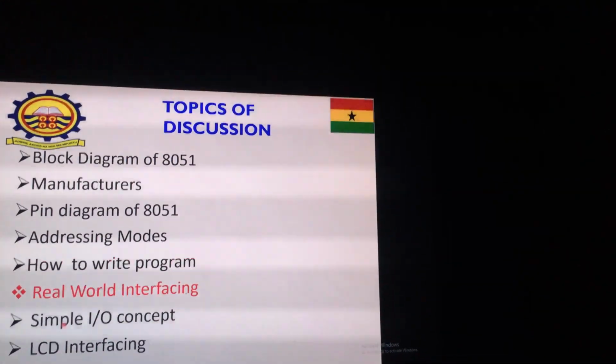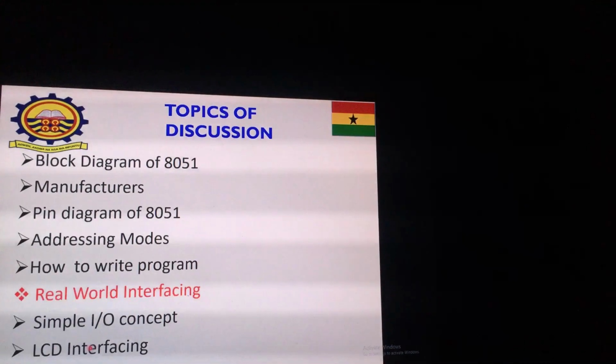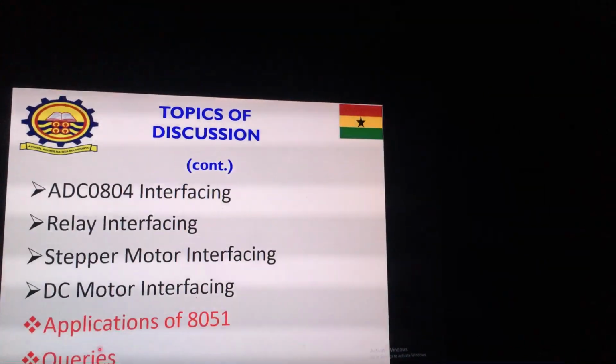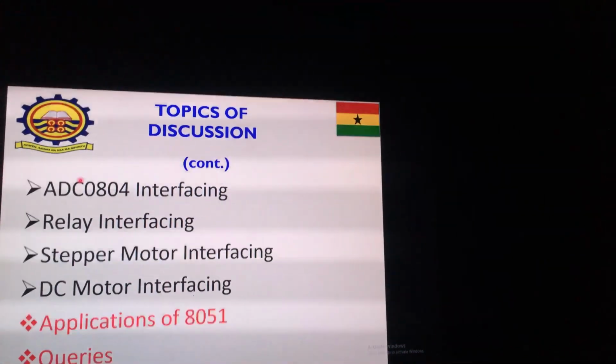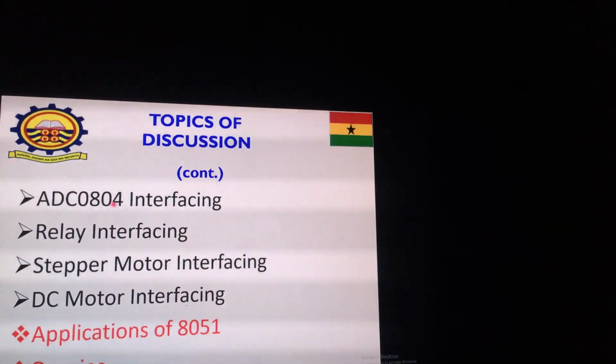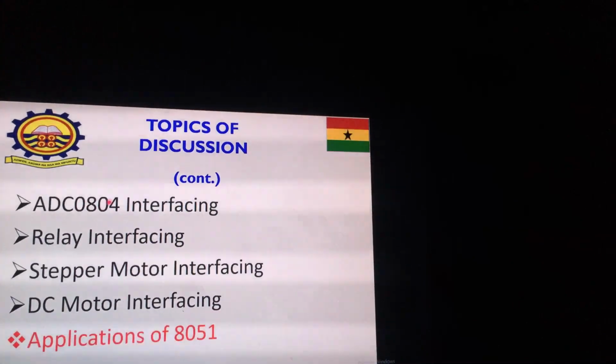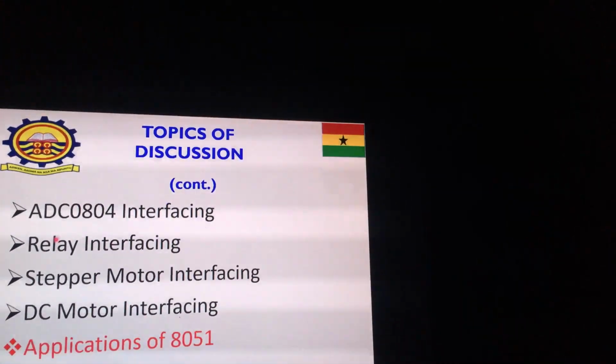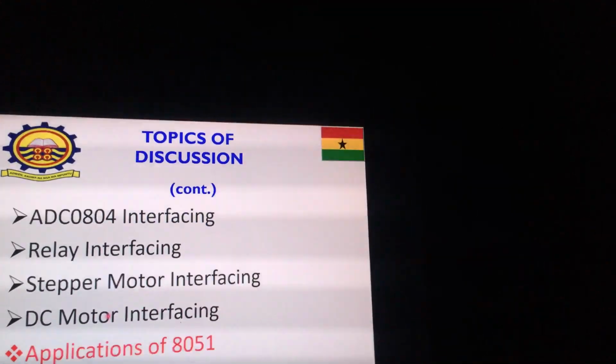We're looking at simple I/O concepts, the LCD interfacing, the ADC 0804 interfacing. Then we'll look at the relay interfacing, then the stepper motor interfacing.